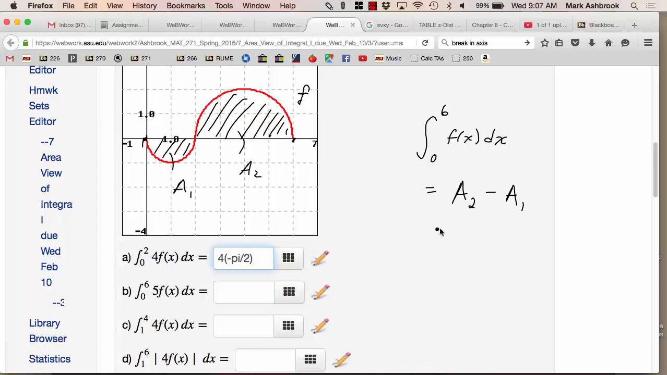Area 2 is 1/2 pi times 2 squared. Area 1 is 1/2 pi 1 squared. And then that whole thing times 5.